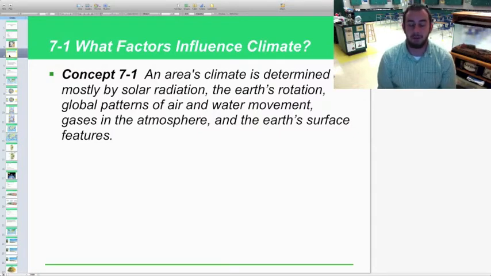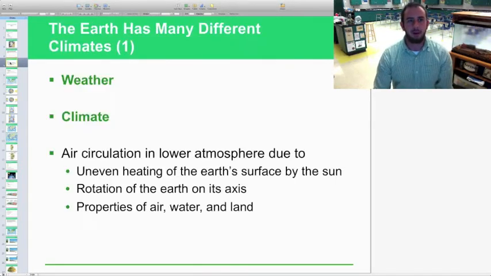All right, so our question today, 7.1: what factors influence climate? And we're going to answer that question. What are the things that really impact the climate of a specific area or ecosystem? And the first one, again, is what is the difference between weather and climate?